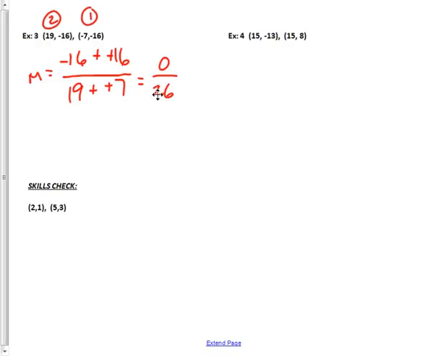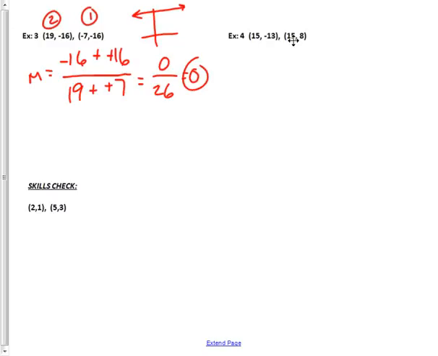But remember, it doesn't matter what we get in the denominator. If the numerator is 0, the slope is 0. So remembering what we know about that line, as you can see, y equals negative 16 all the time. So that means our line is looking something like this, where negative 16 is up here, and the line is going straight across with 0 slope at y equals negative 16. So that's what that line looks like, a slope of 0.